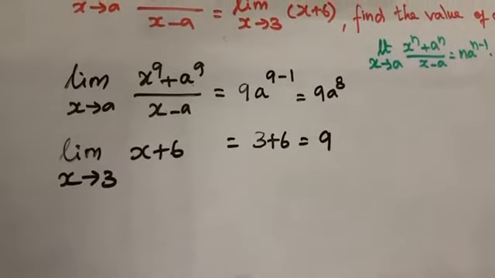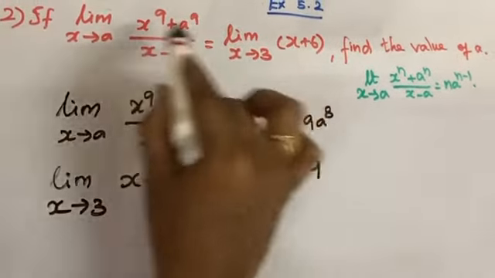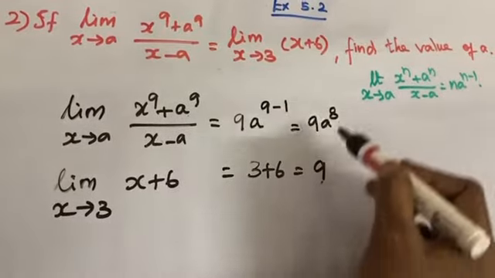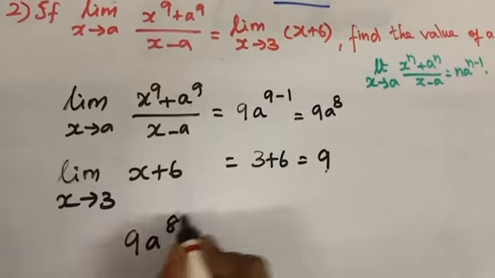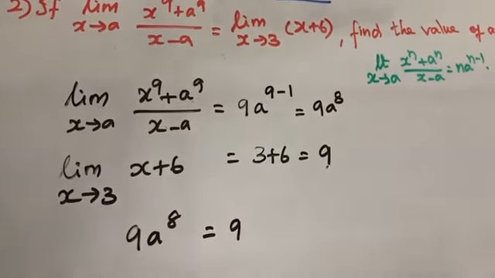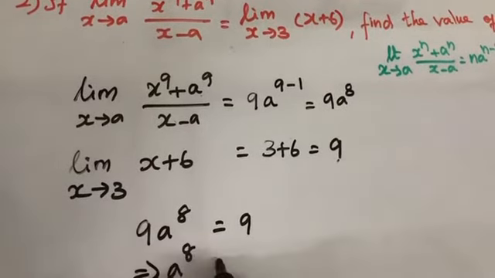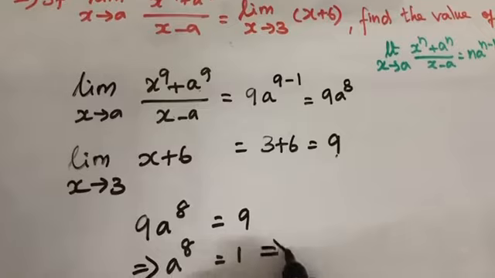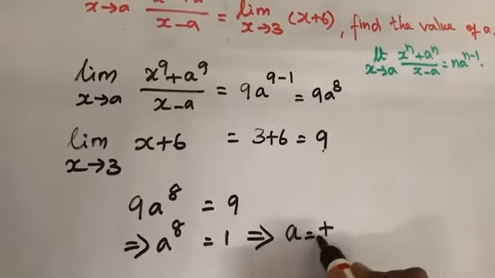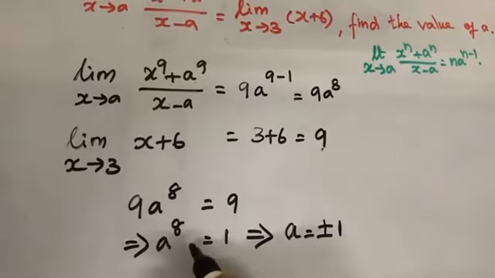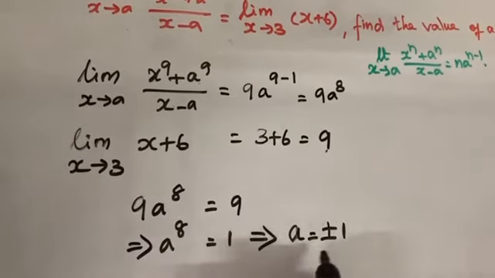What we have to do now? We have to find the value of a. As it is given that these two limits are equal, we can equate these two. So 9a power 8 is equal to 9. So we can cancel 9 and 9, and that implies a power 8 is equal to 1. That implies a is equal to plus or minus 1. So plus 1 or minus 1 it may be, but while taking an even power it will be equal to 1.